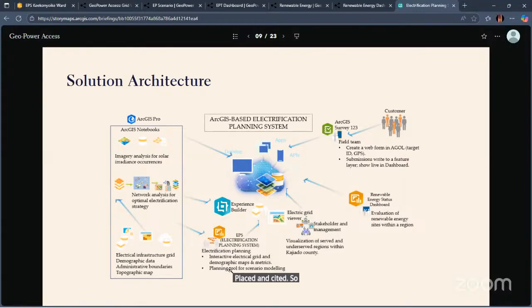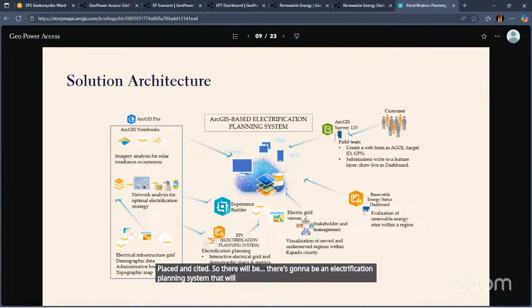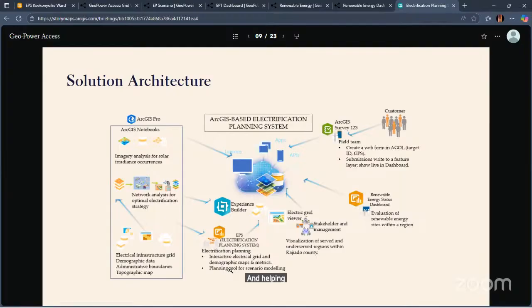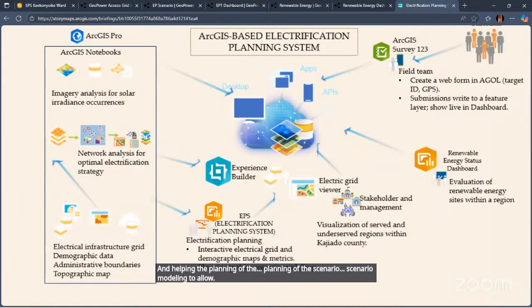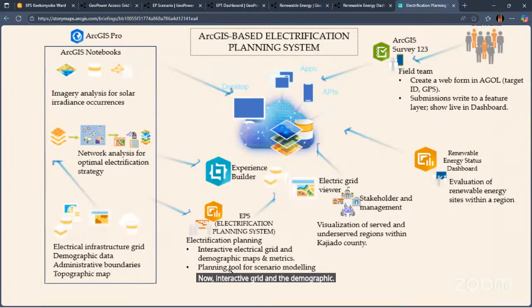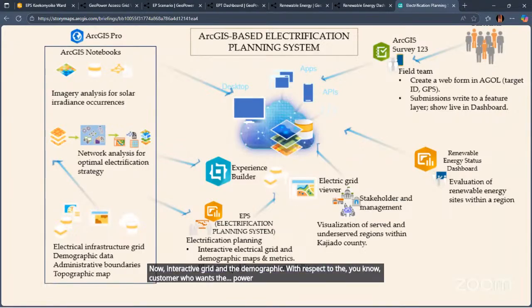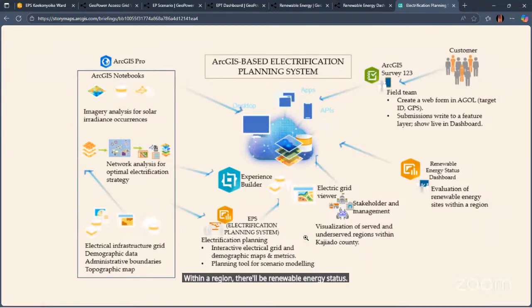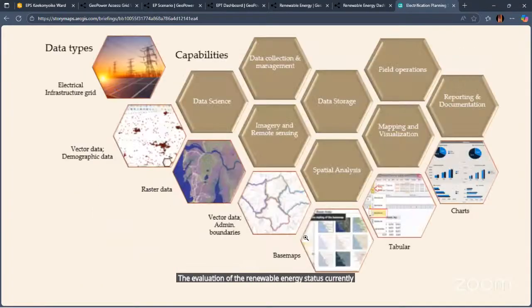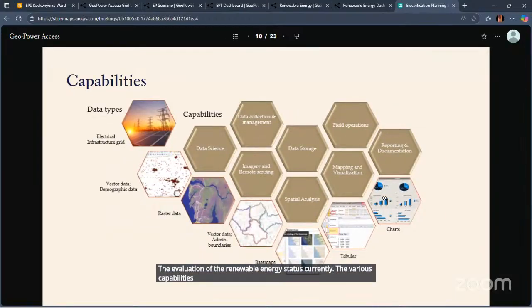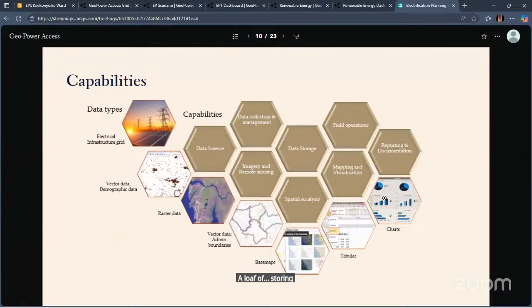So there's going to be an electrification planning system that will aid in the planning of the scenario modeling to allow interactive grid and demographic analysis with respect to the customer who wants the power access. Then there will be a grid viewer that will allow the stakeholder to understand the coverage of the electric grid within a region. There'll be a renewable energy status that will portray the evaluation of the renewable energy status currently.